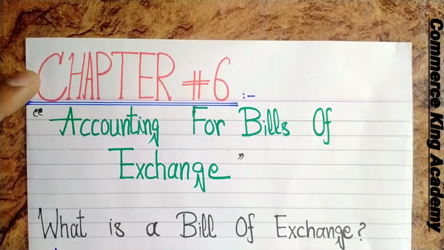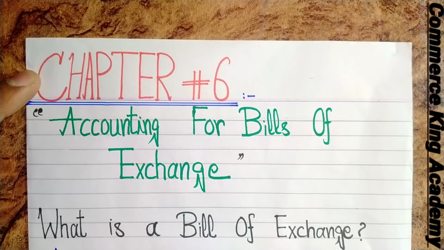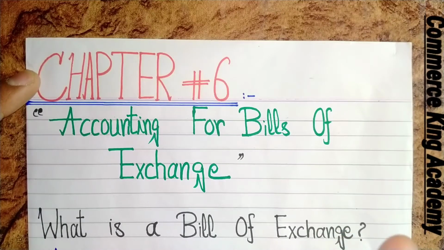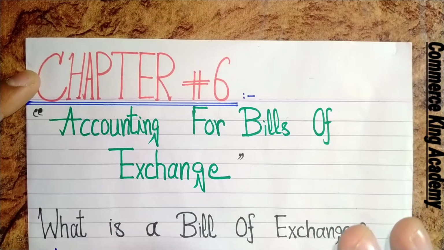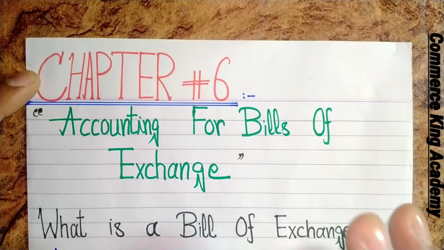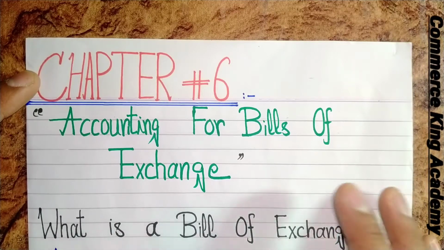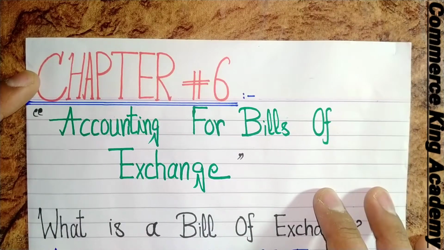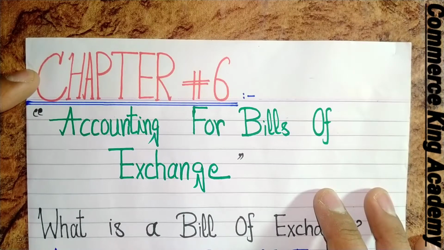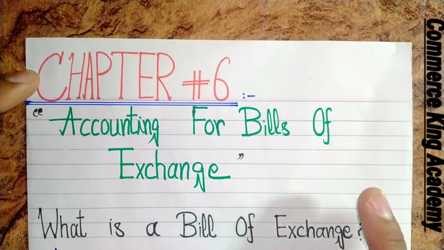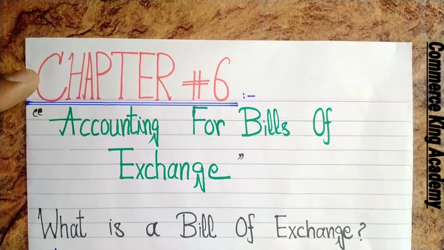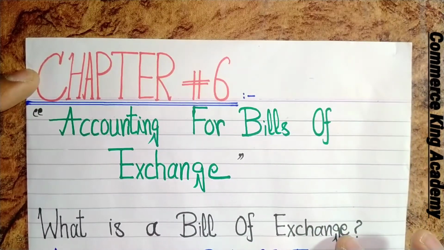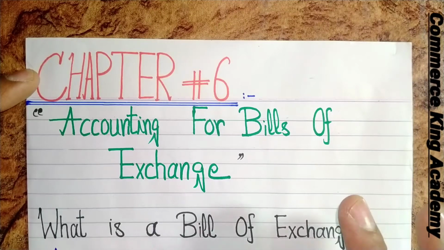A bill of exchange is a written and unconditional order issued by a drawer. The drawer is the seller of goods or services, and it is addressed to the drawee, which is the buyer of the goods or services, to pay a certain sum either immediately, a sight bill, or on a fixed date, a term bill, to a specified person, usually the drawer himself, or to the bearer of the bill. So, a bill of exchange can be payable to bearer or payable to order.